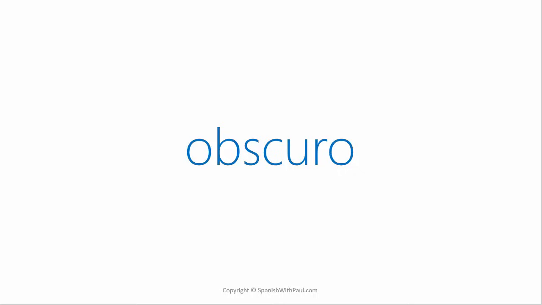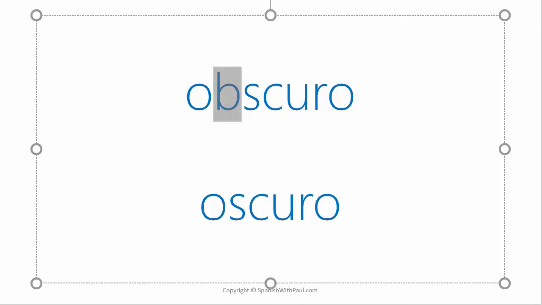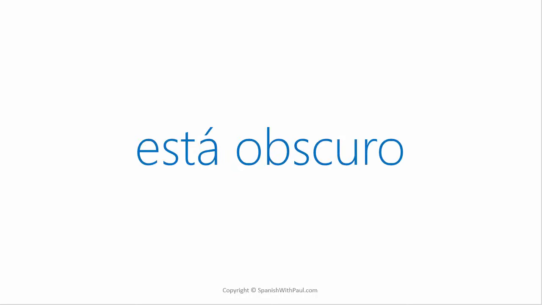The word for dark in Spanish is obscuro. Obscuro. Now there's a little bit of controversy about this because you'll see it written or even said as obscuro or oscuro, leaving out the B. Now where I live, they always say obscuro, the first one. So that's what we're going to stick with. To express it's dark would become está obscuro.